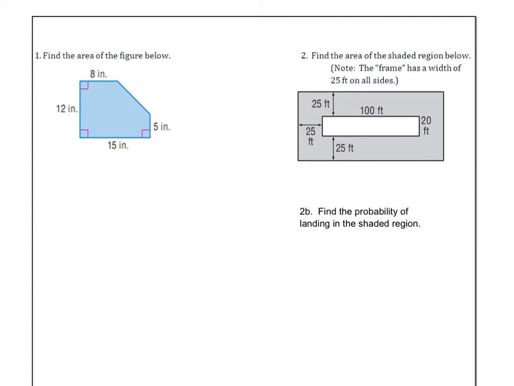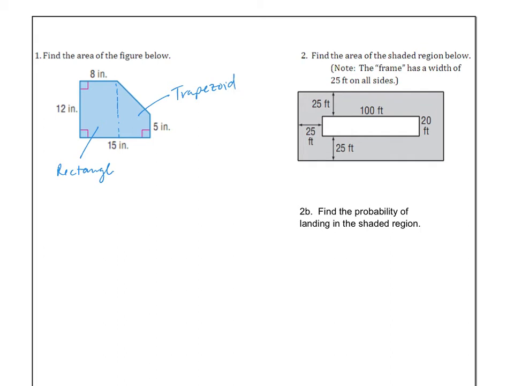This is not a parallelogram. It is not a trapezoid. It's not a kite. It's not a circle. But if we divide the shape up into 2 shapes, now we do have 2 shapes that we know the area formulas for. On the left, on this side, we have a rectangle. And on the right, we have a trapezoid. And we know the formulas for each of those.